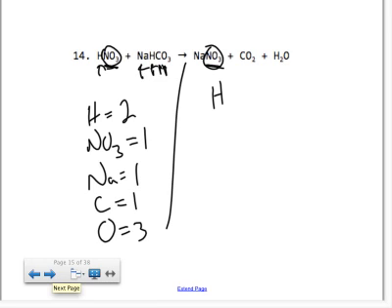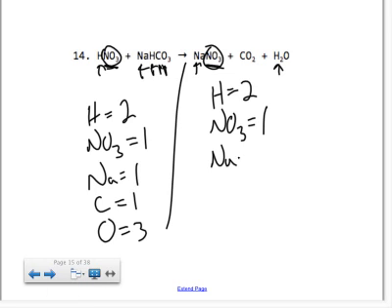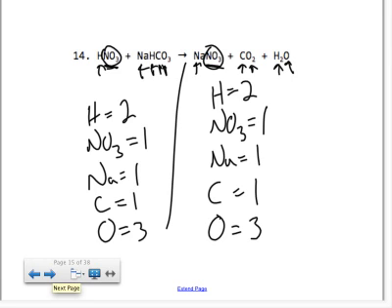Now I'm going to count the right-hand side. I'm going to go in the same order. So hydrogen over here, there's H2, and it doesn't appear anywhere else, so that's 2. NO3, like I said, is together on the right as well as the left, so I'm going to keep it together. That's 1. There's 1 sodium there. There's 1 carbon here. And then oxygen, there's O2 plus another O for H2O, and that's 3 oxygens. So it's already a balanced equation. You don't actually have to do anything to that. It's already balanced.